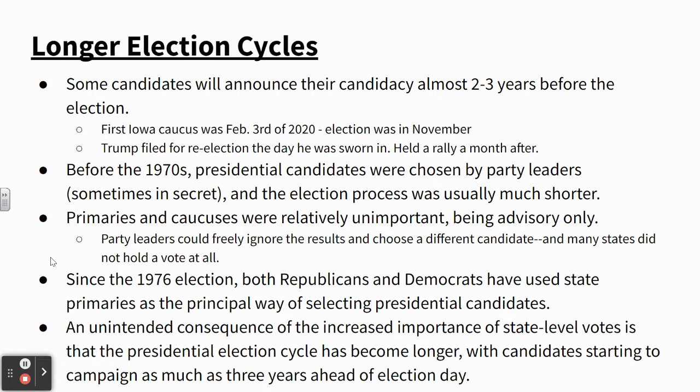An unintended consequence of the increased importance of state level votes is that the presidential election cycle has become longer. All right, that's what I just said. It's 3 to 4 years ahead of the election day, and the idea of what's the chance of this individual happens 4, sometimes 5 years out. The names get thrown out there to see how people respond, and that can change as you go through. Advertising can go on for a year and a half, for example, with millions of dollars being associated with this. And the U.S. system, that's what it does, and we'll talk about this in a coming slide. It requires a candidate to raise millions of dollars to even really mount a serious run.